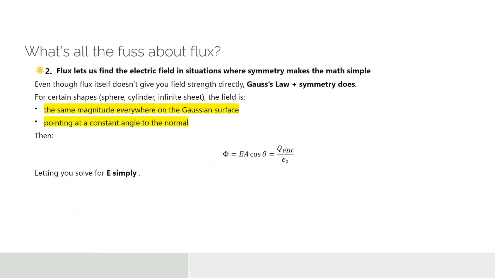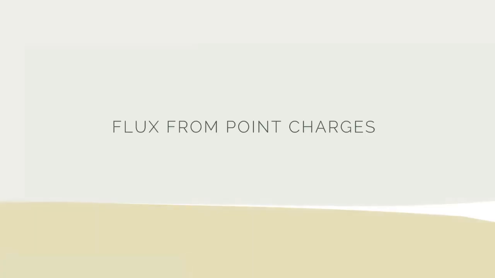Secondly, the flux will let us find the electric field in some situations, as I mentioned before, where there's supersymmetry. And then we're going to use Gauss's law in combination with the principle of flux, right, to tell us what the E field is, right? So that's where we're going to focus on next.